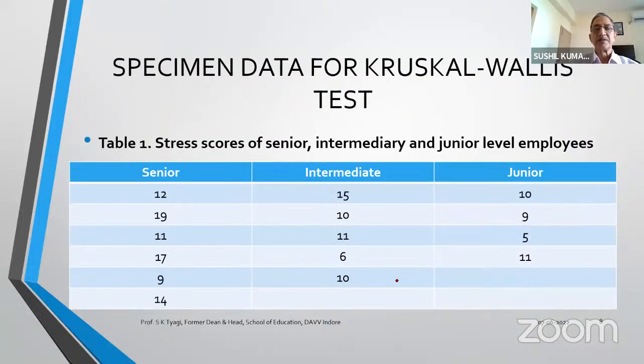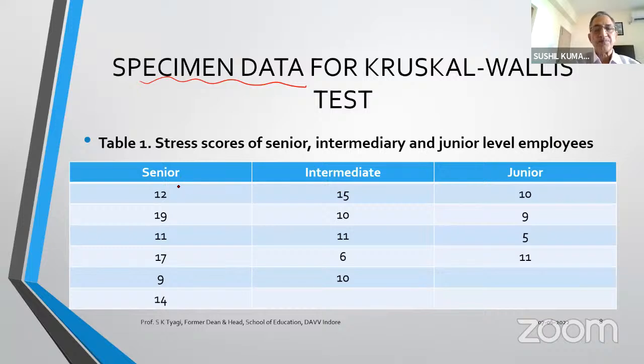Now, what is the data like in the Kruskal-Wallis test? The data consists of 3 groups. For example, this is specimen data: stress scores of senior, intermediary, and junior level employees. We have 3 kinds of employees: top level, middle level, and lower level, junior employees. We give them a stress test, and suppose a higher score means higher stress.